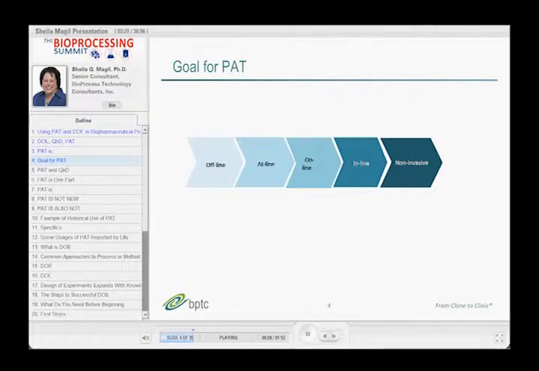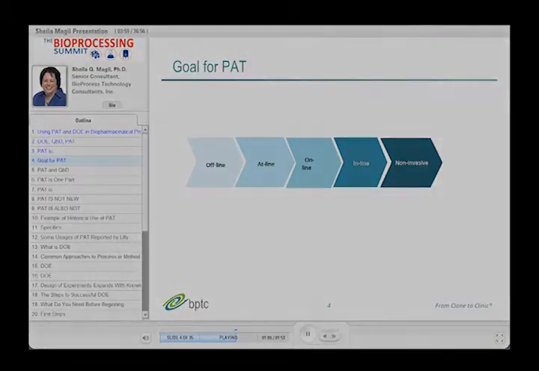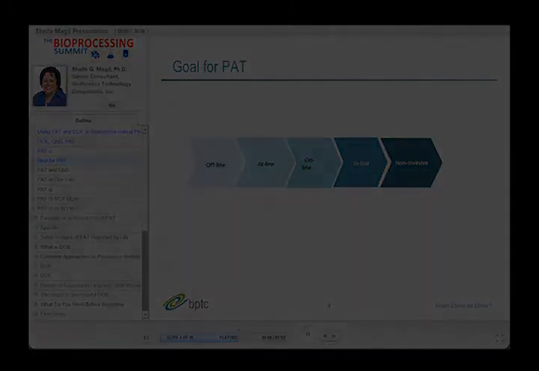In some cases, we're now at line. Samples are taken, but they're analyzed on the process floor in manufacturing. So there's still a stop, but it's not usually as long. Online is being adopted in some areas. We can think about some of the samples that are done in upscale, where a sample is taken and cell counts are done or cell mass is determined. Inline and, more importantly, non-invasive are the goals of PAT.